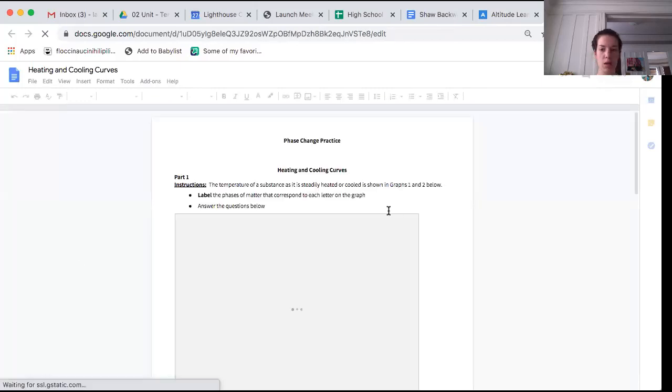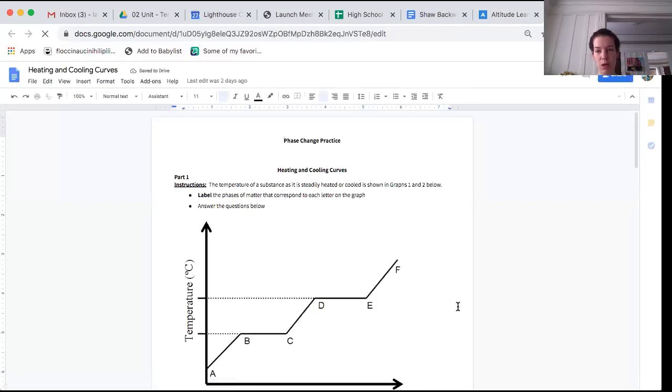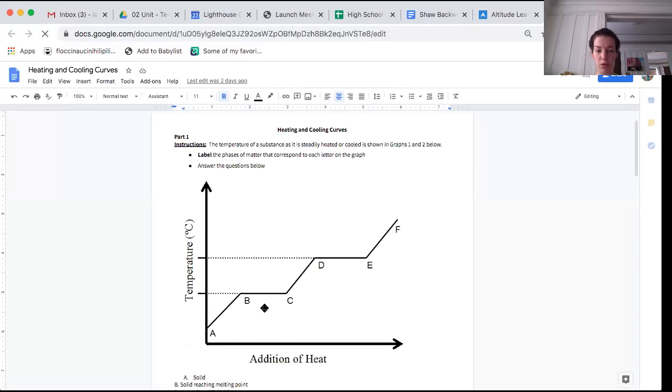If you are not here on Friday and you do not have the notes for the heating curve and cooling curve, please pause this video and send me an email right now because this is going to be more or less impossible to do without those notes. Alrighty, here's our heating curve. Remember the plateaus. That's where we go through a phase change.